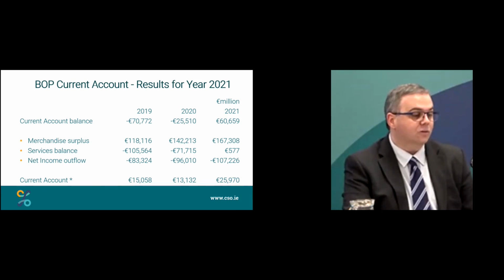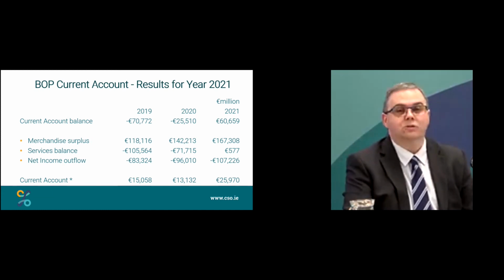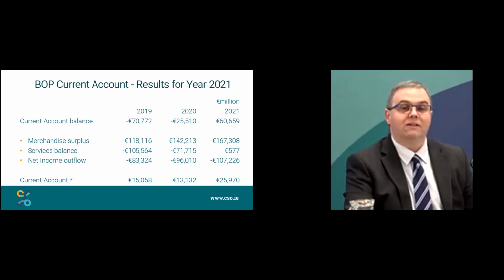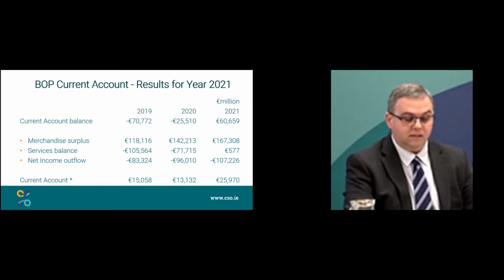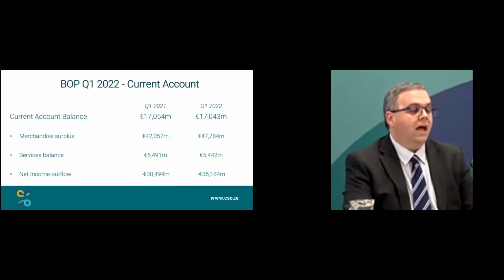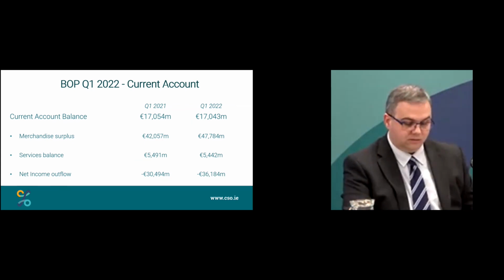And our net income outflows have increased from 83 billion in 2019 to 96 billion in 2020 to 107 billion in 2021. And these all combine to give us a current account balance of minus 71 billion in 2019, minus 25.5 billion in 2020, and 60.7 billion in 2021. While our current account star has gone from 15.1 billion in 2019 to 13.1 billion in 2020 to 26 billion in 2021.